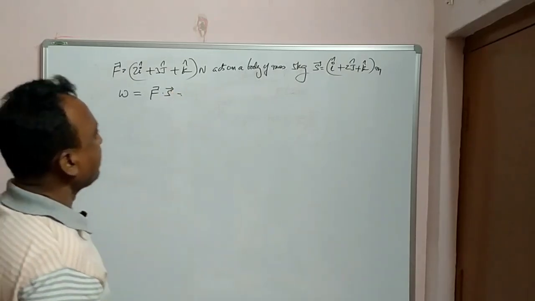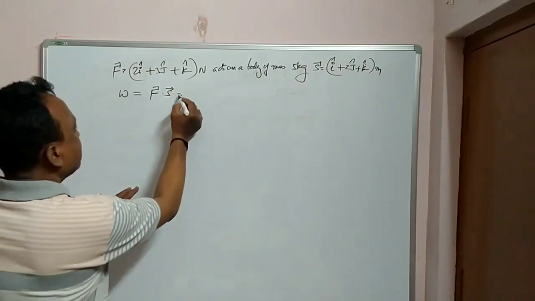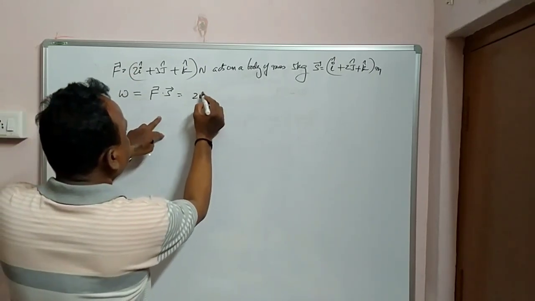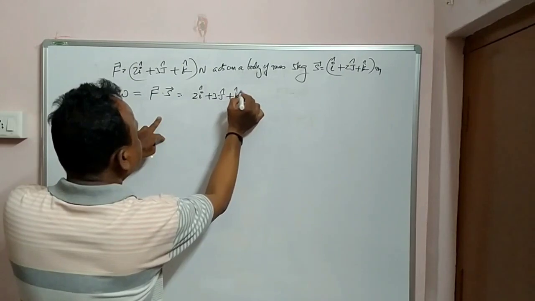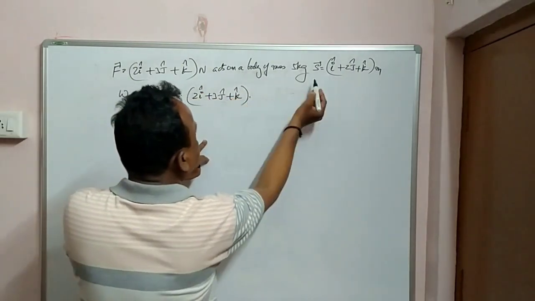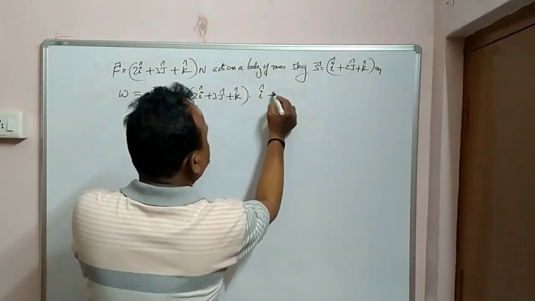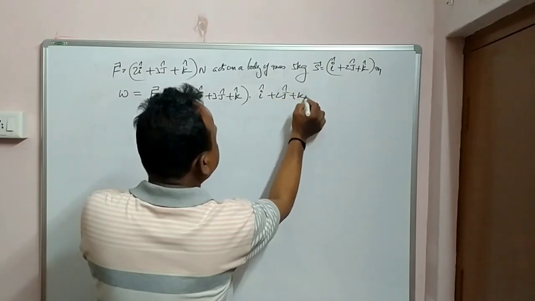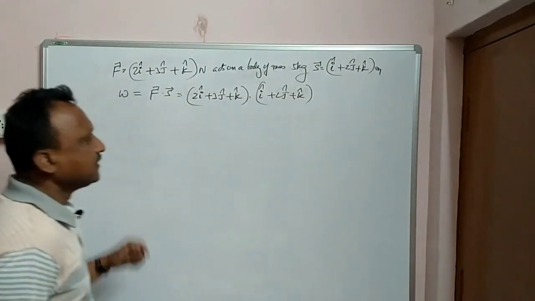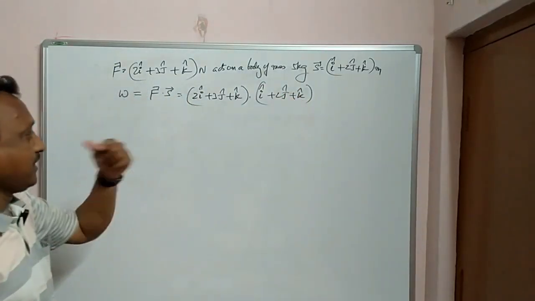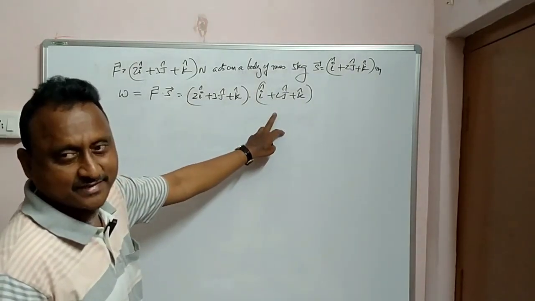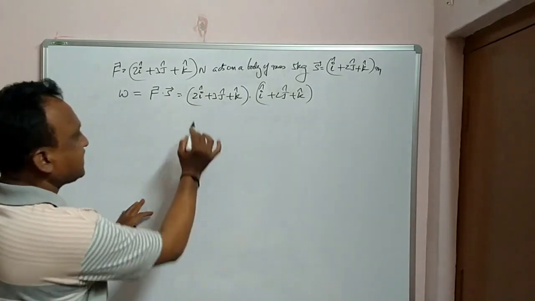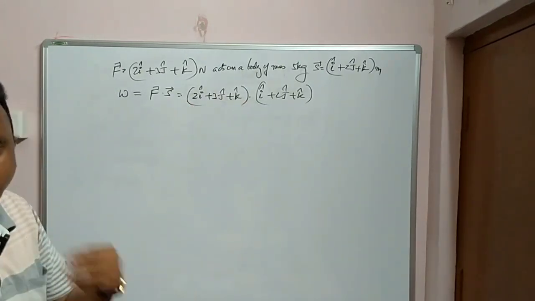Okay, given by F dot S. So here, (2i + 3j + k) dot S, (i + 2j + k). So this is how you have to do work done. But here, when you are doing this one, you should know the properties of the dot product of vectors. What are the properties here? You can see from the question itself, we can derive properties.